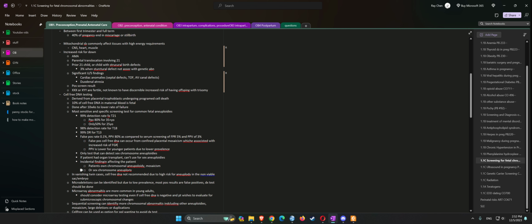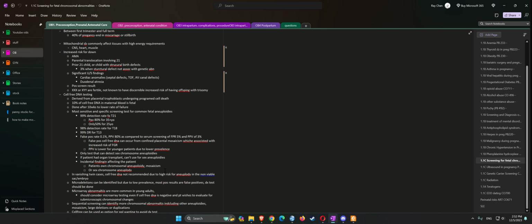Let's say this patient is 25 years old. She comes in, she's pregnant. She had an NIPT done, and it's positive. How would you counsel this patient?